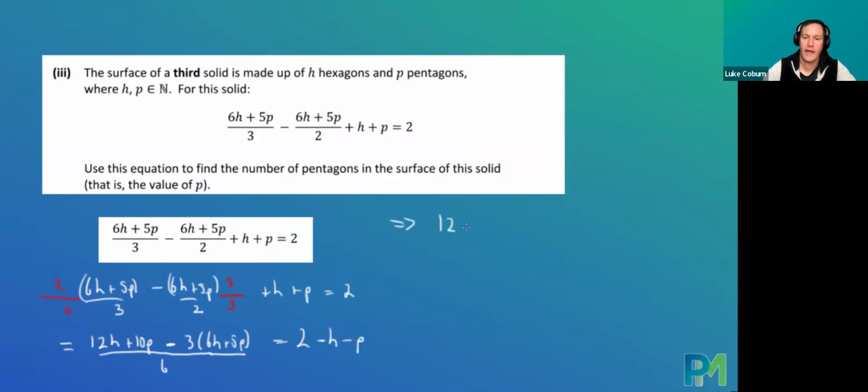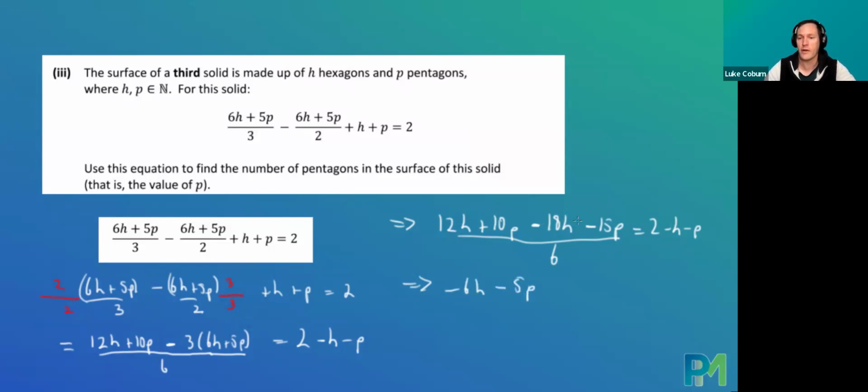Okay, so this is now 12h plus 10p, and then minus 18h. And here's where you go wrong. See, that's minus 3 times 6h, minus 3 times, this is minus 15p, all over 6 equal to 2 minus h minus p. And then I multiply across by the 6, 12h. Now that's 12h minus 18h is minus 6h. 10p, that's minus 5p. 10p minus 15p. Then this becomes 12 minus 6h minus 6p.